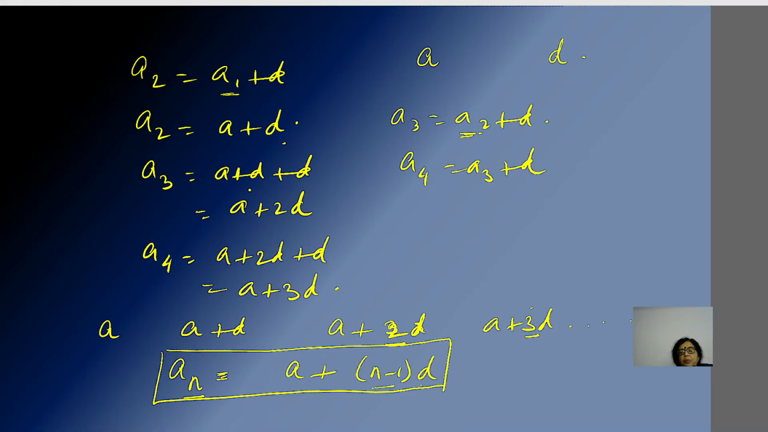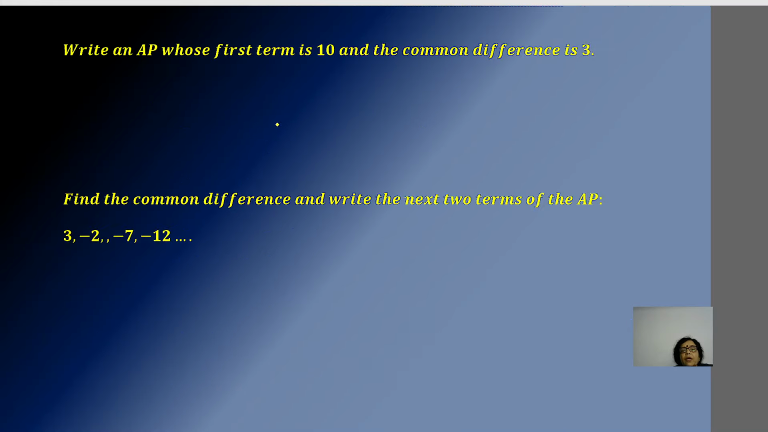And this is the expression which we are going to use to solve a number of different types of questions. Initially, we'll be taking very simple questions, and in the next video we'll come across higher level questions. Now we're just gaining the concept, so we'll take a very simple question. Write an AP whose first term is 10 and the common difference is 3. So A is given as 10 and D is given as 3.